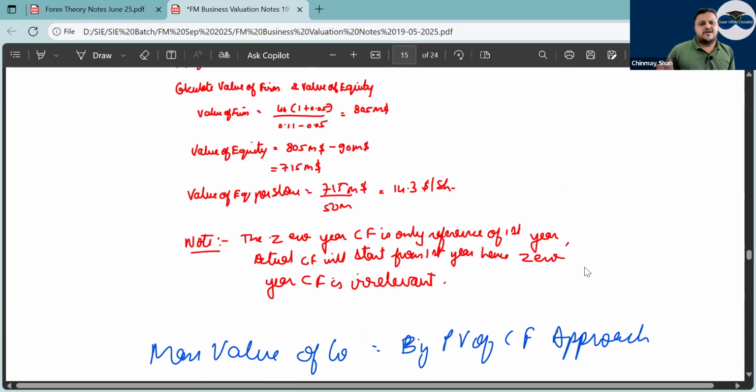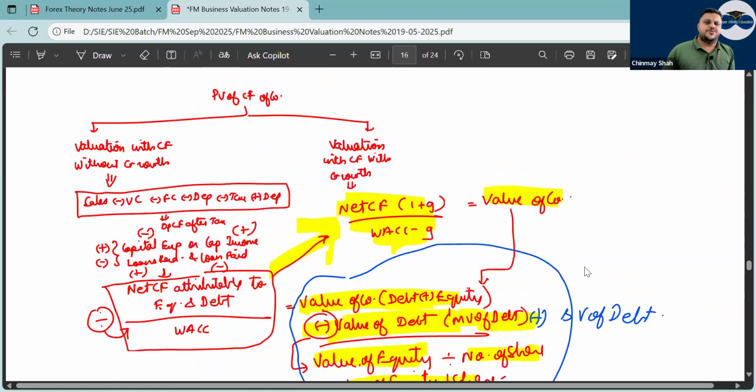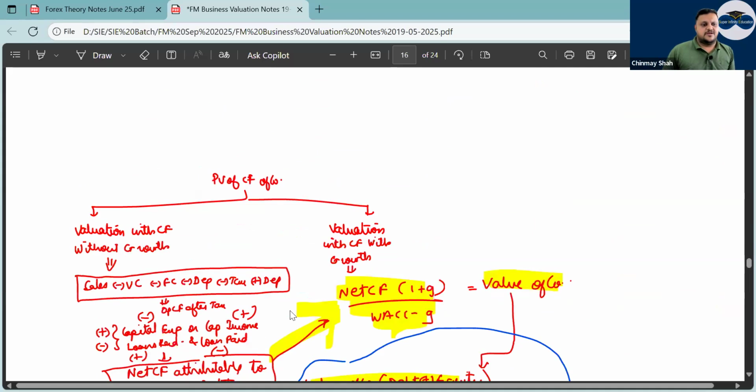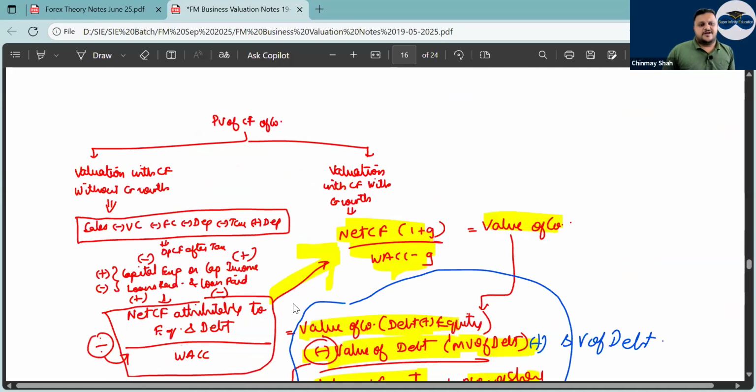Debt, right? And get the FCFE, correct? And then do your work, correct? Now it may so happen at times that it will be with growth and without growth. With growth, we will have to do net cash flow into 1 plus growth rate divided by WACC minus G if it is 0 year cash flow. But if it is 1 year cash flow given, which will grow from second year, then you will take D1 or the cash flow 1 and growth rate will not apply.